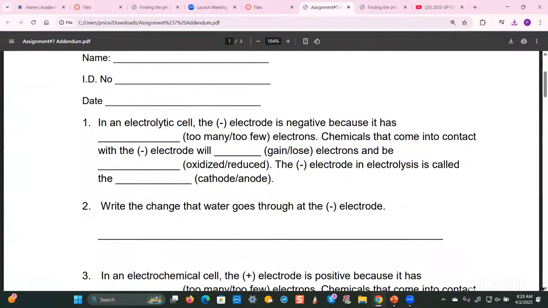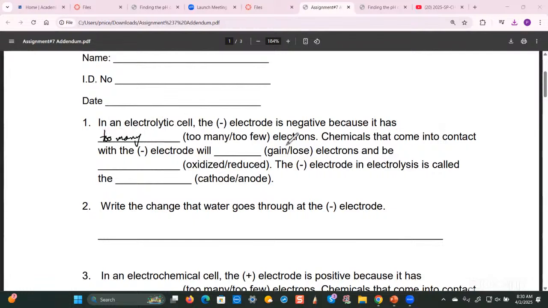This question says in number 1, in an electrolytic cell, the negative electrode is negative because it has, what do you think the answer is? Why would the negative electrode be negative? Because it has too many or too few electrons? Too many, exactly. So the answer here is too many, all right?